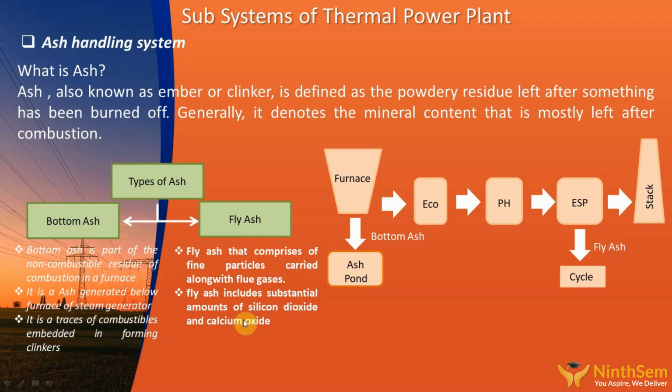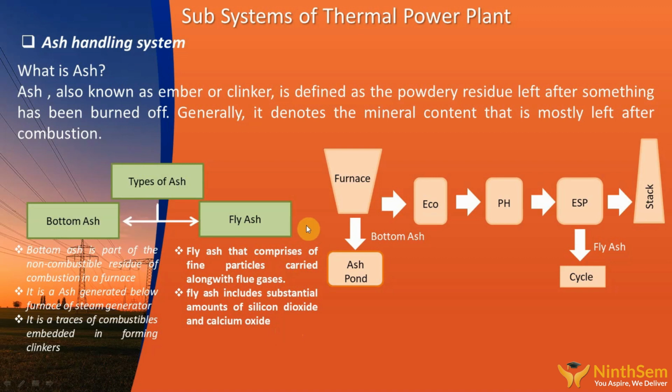The fly ash, which will not be deposited at the bottom, flies along with your flue gas flow. The fly ash comprises fine particles carried along with the flue gases. It includes substantial amounts of silicon dioxide and calcium oxide, the main constituents of fly ash. These ashes have to be removed to keep the environment free of pollution.